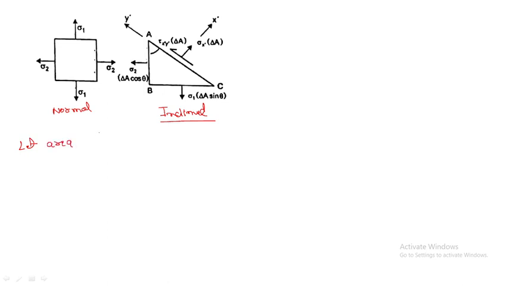Now what we have to do next is, let me say, the area of the plane. Which plane? The area of the plane AC, let it be delta A. So the area of plane BC will be what? Delta A sin theta. Now next, for the equilibrium condition, we have to equate with the equilibrium condition.